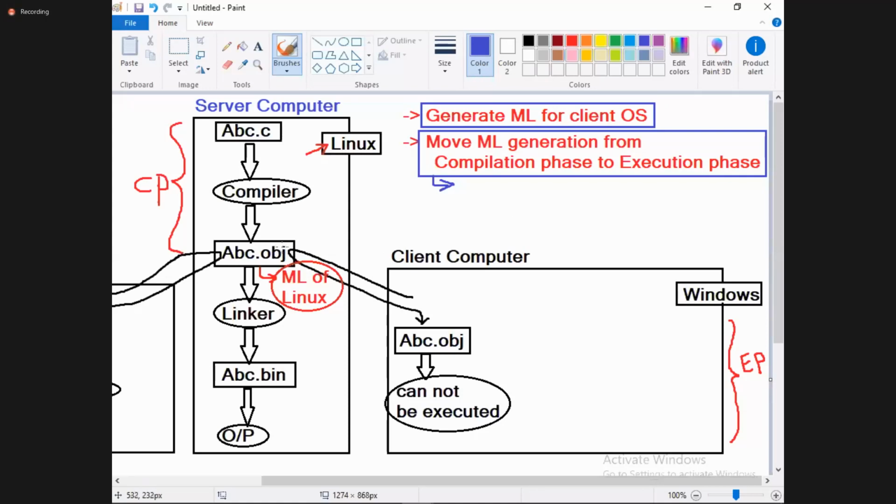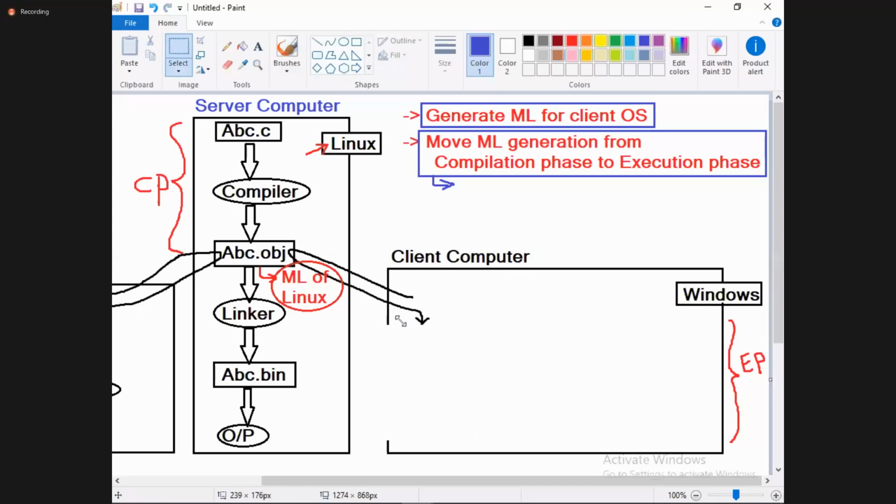Take the abc.obj file into the client computer. Currently the client computer is empty, it has nothing. Where is the program available? In the server computer. Now I am giving you options. Option number one: you download the abc.obj file, the compiled code.